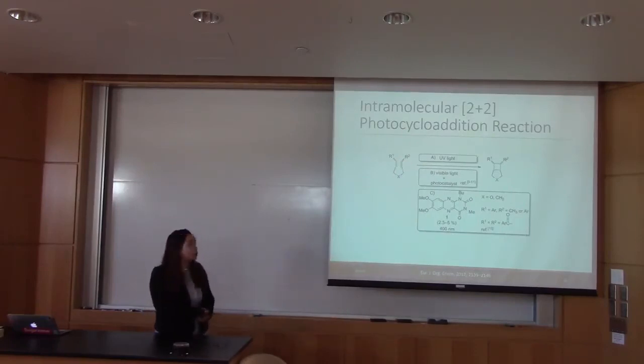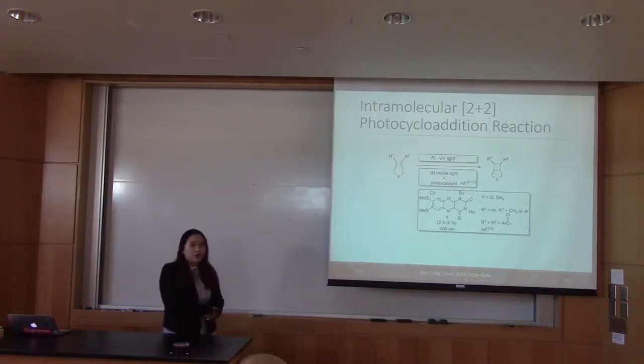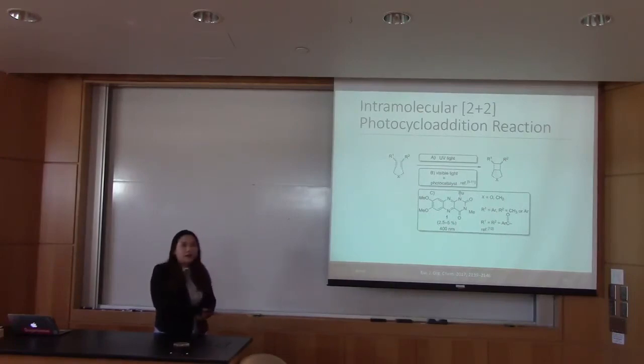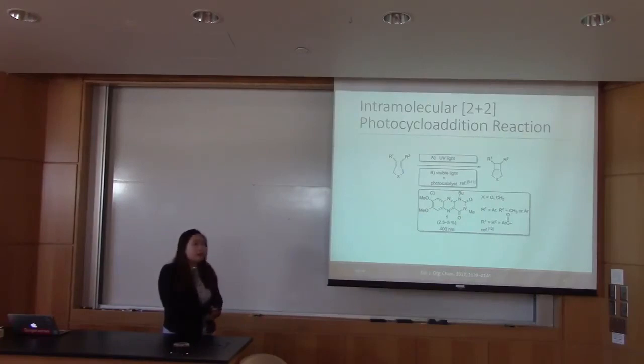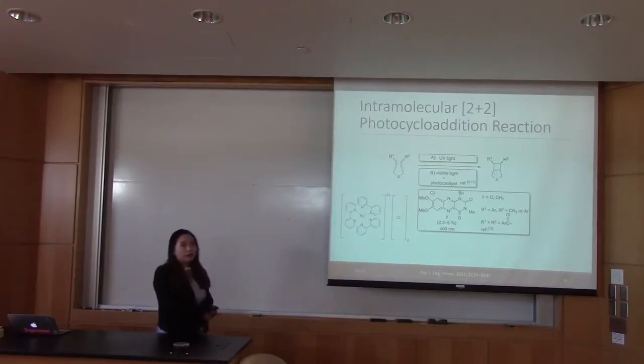The first is to use UV light. UV light has very high energy, so it can directly excite the double bond to give the radical intermediate, which then reacts with another carbon-carbon double bond. Another way is to use visible light and a photocatalyst. The photocatalyst used here is the transition metal complex. This is the very traditional photocatalyst I mentioned before, so it can transfer the energy to the double bond, which then reacts with another double bond.